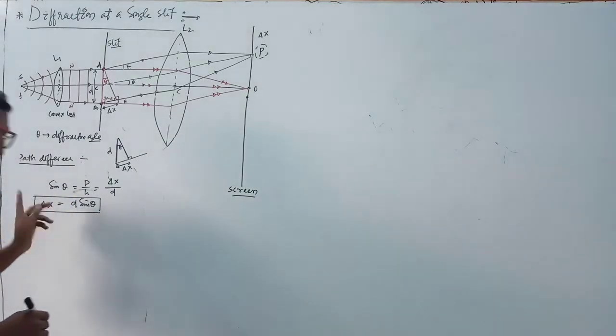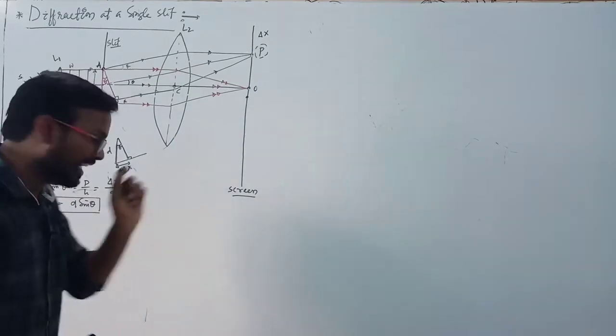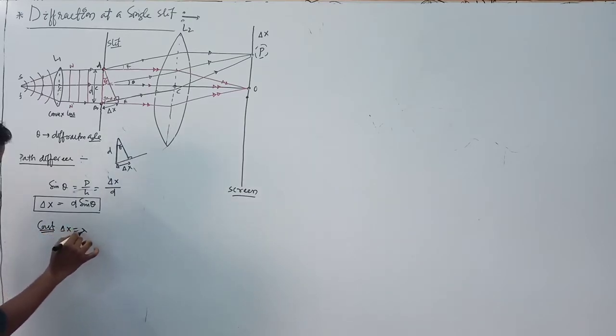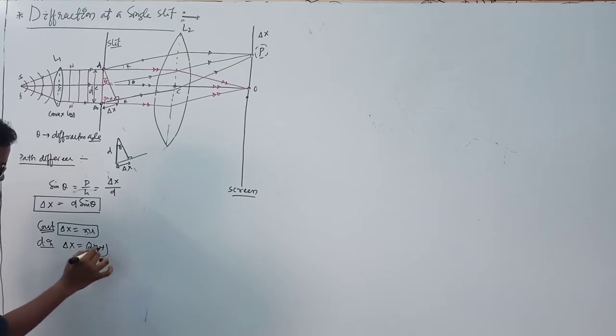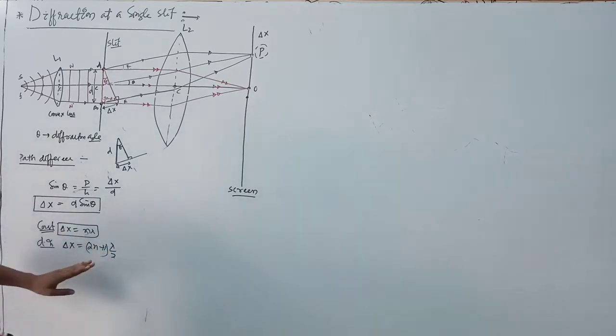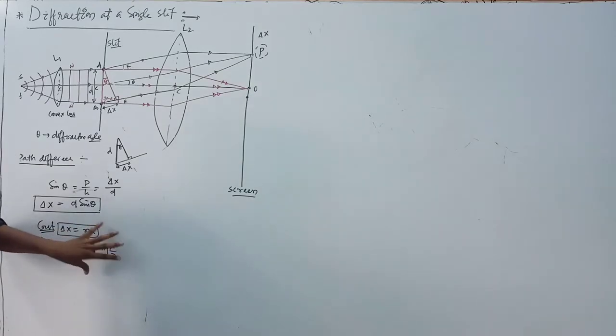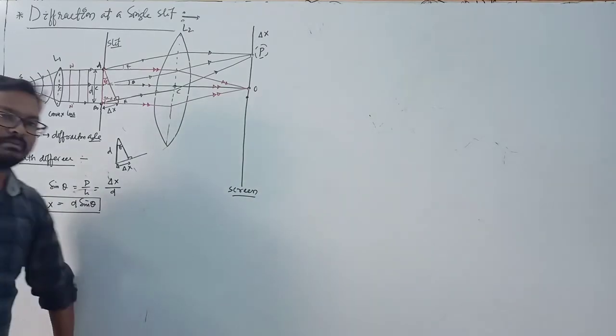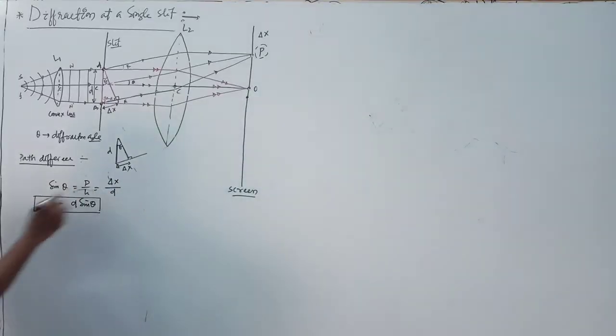Clear? Okay, if this path difference is equal to n lambda, we already know that for constructive interference the path difference is n lambda. For destructive interference, if delta x equals (2n plus 1) lambda by 2, we get destructive interference. We clearly discussed this concept in interference of light waves, or in Young's double slit experiment. So now we have to find the maximum intensity of light and minimum intensity of light. So first we will start with case number one.